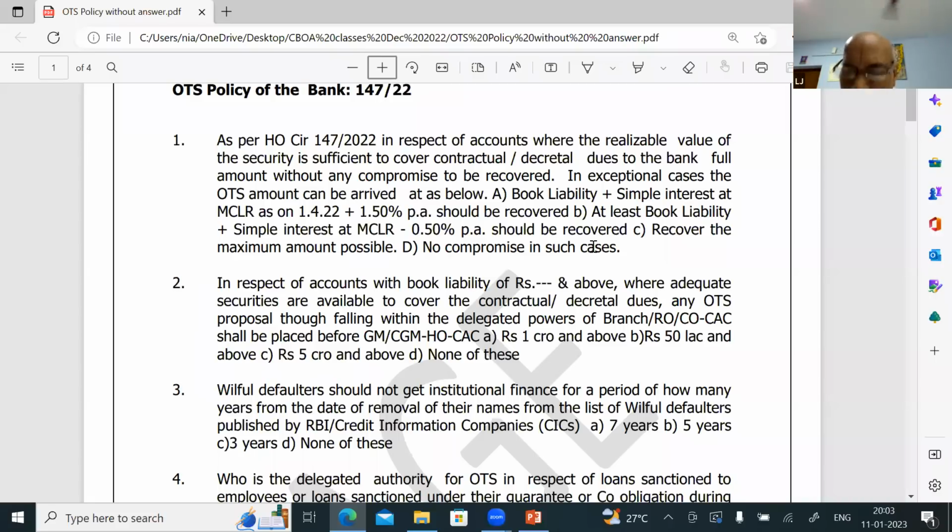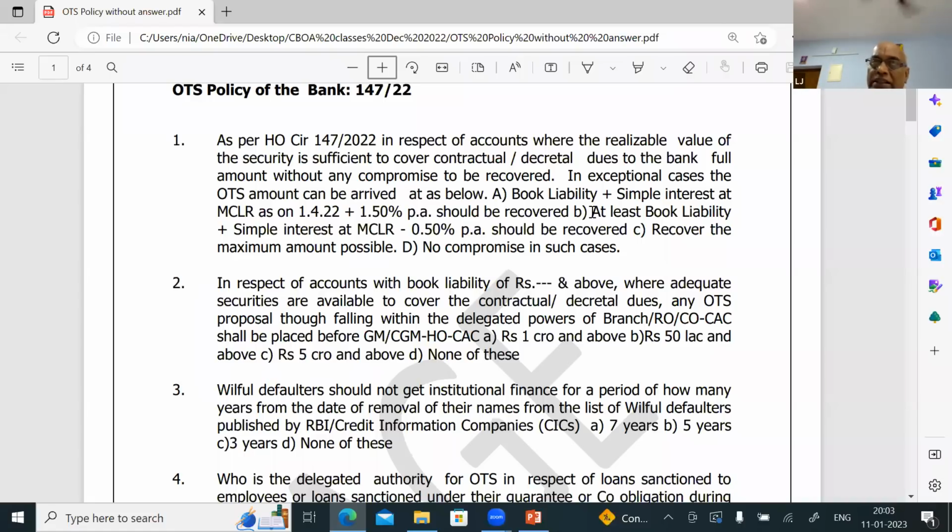If not possible, book liability plus MCLR plus 1.50. So the option for question number 1 is book liability plus simple interest at the MCLR on 1/4/2022 plus 1.50 to be recovered. What is point number B? Point number B is for the case when book realizable value alone is not sufficient, net worth to be taken, then we have to tick point number B.